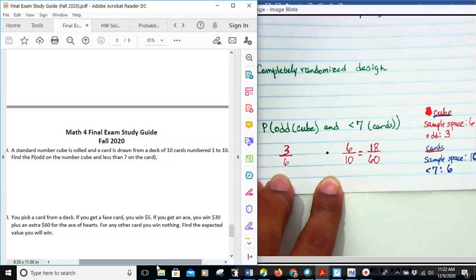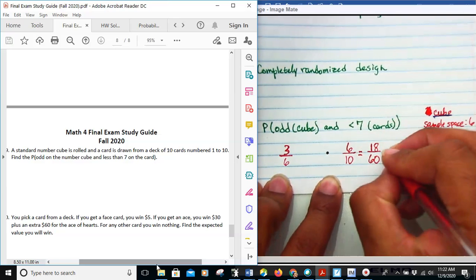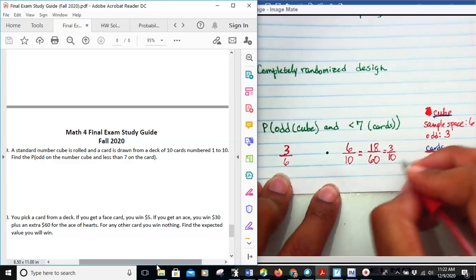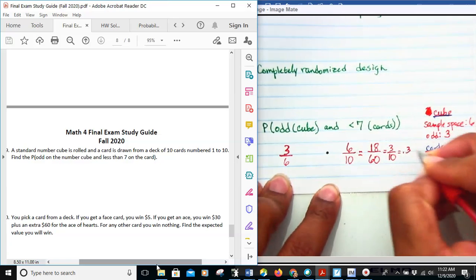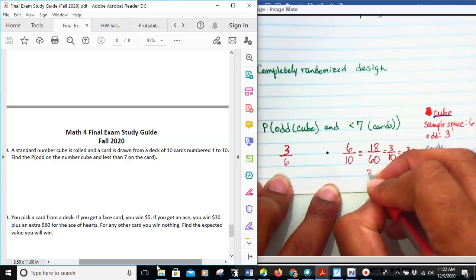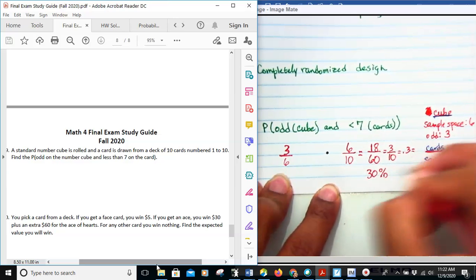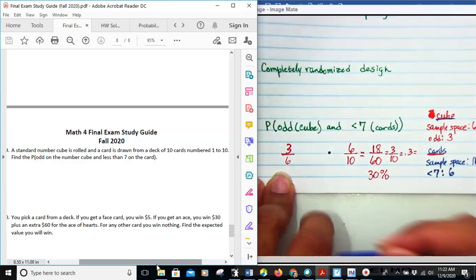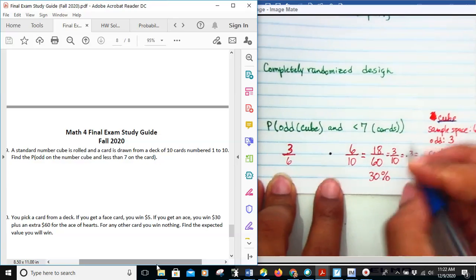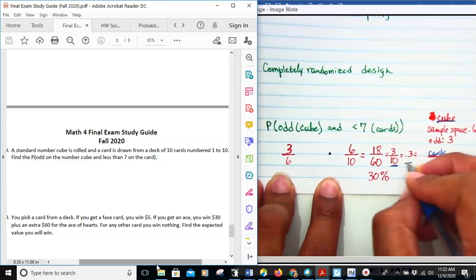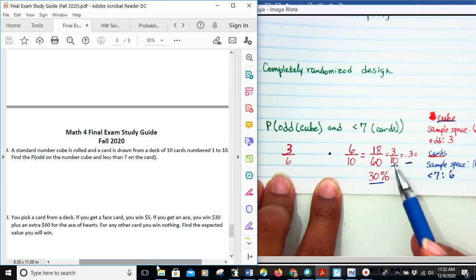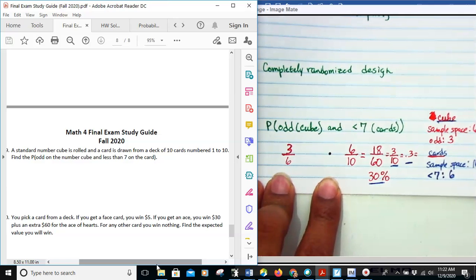That reduces down to 3 over 10, which you can say is 0.3, or you can say it's 30%. So I'll take any of those. Those are all considered numbers or answers for a probability. So I'll take all three of them: the simplified fraction, the decimal, or the percent.